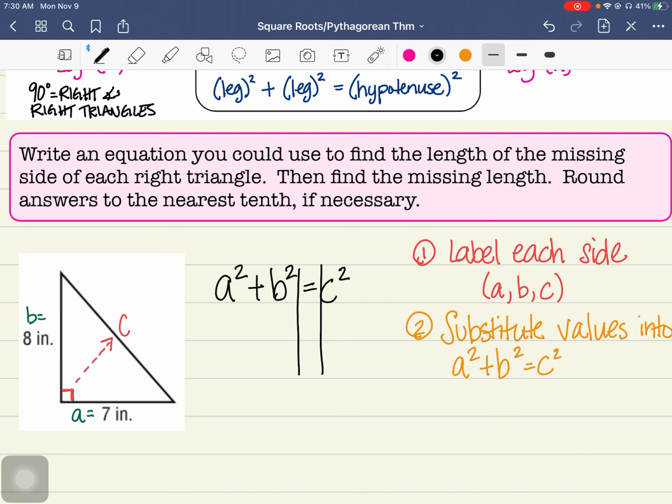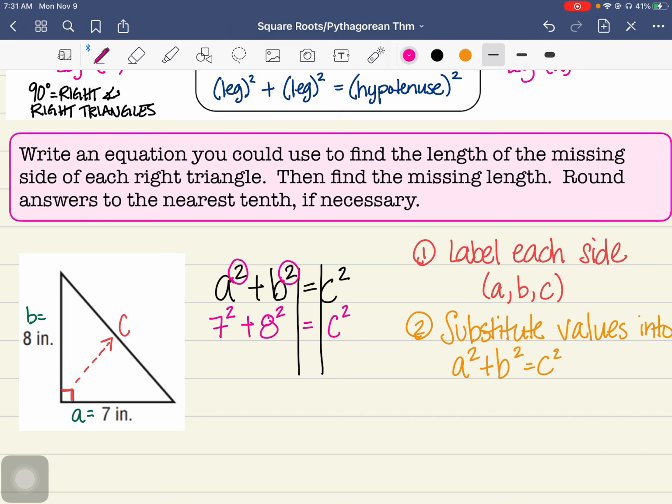So I know what A is. According to this picture, A is 7. So I'm going to say A is 7. Now, it's not just 7. According to the formula, it's 7 squared. So I've got to remember that exponent. Plus, according to the picture, B, what we labeled, that's 8. So this is 8, but it's also raised to the second power. And that's going to be equal to, according to the picture, our missing side. We don't know it, so we're going to keep this as C squared.